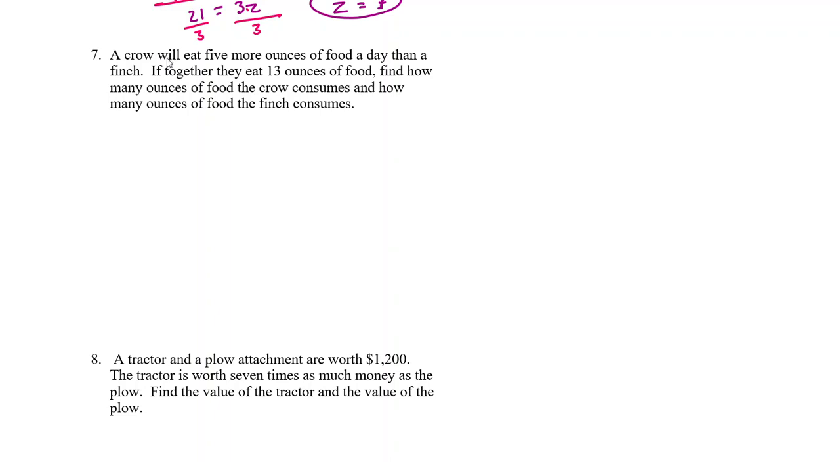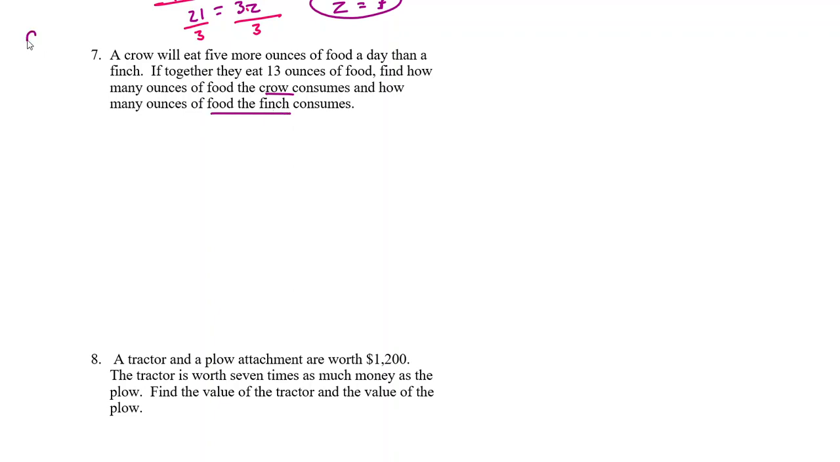A crow will eat 5 times more ounces of food a day than a finch. If together they eat 13 ounces of food, how many ounces of food does the crow consume and how many ounces of food does the finch consume? Okay, that was a little bit awkwardly worded, but that's okay. Notice that there are 2 things that we don't know here: how many ounces of food the crow consumes and how many ounces of food the finch consumes.